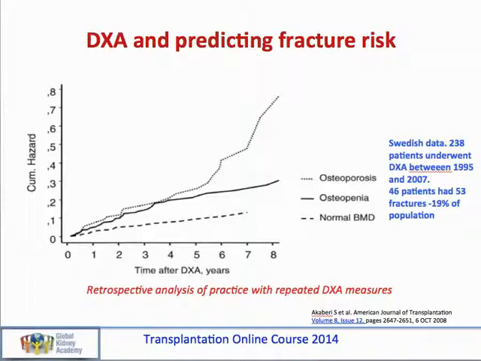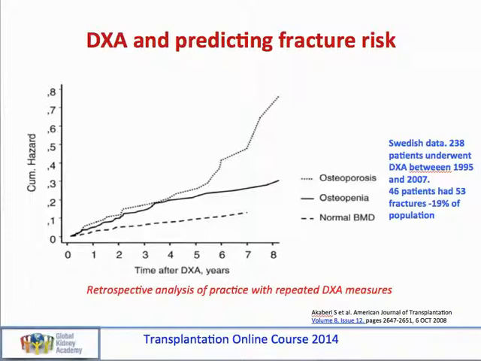So there has been a lot of variable data showing variable outcomes as to whether DEXA predicts fracture risk. But this is quite a nice paper from Sweden. It looked at 238 patients who underwent DEXA between 1995 and 2007. 46 patients had 53 fractures, so roughly 19% of the population had fractures.